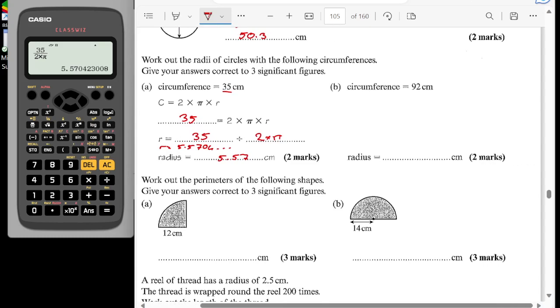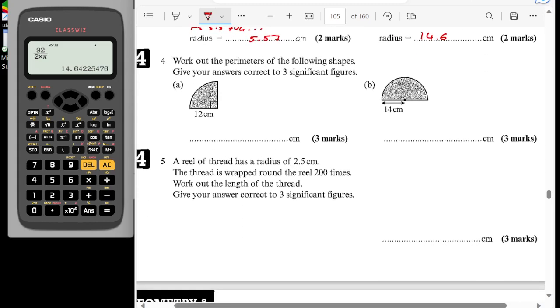And then the second one, so we've got the radius here. I'm going to jump straight to this version here. So I'm going to say that the radius is going to be equal to the circumference, 92 divided by 2 lots of pi. Which is going to be 92 over 2 times pi. So that's going to be 14.6422... So to 3 significant figures, that would be 14.6.